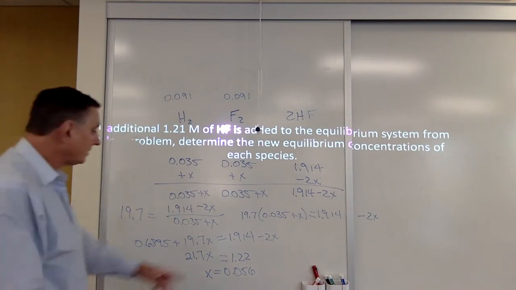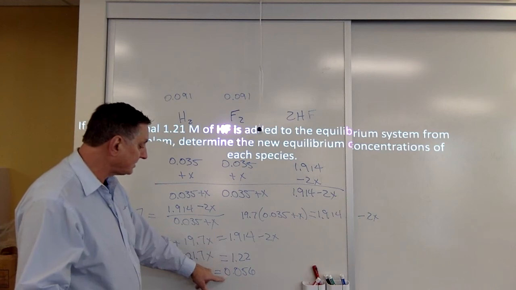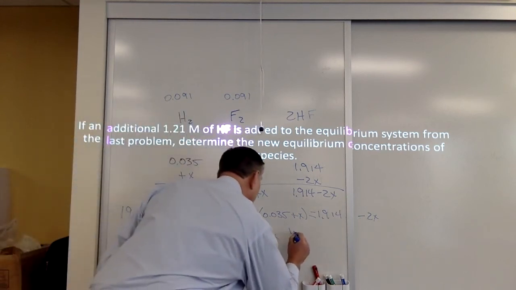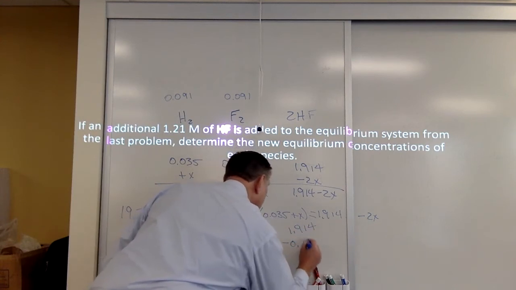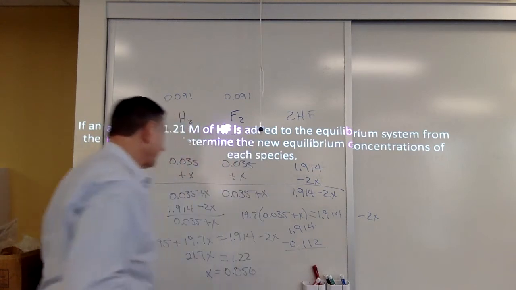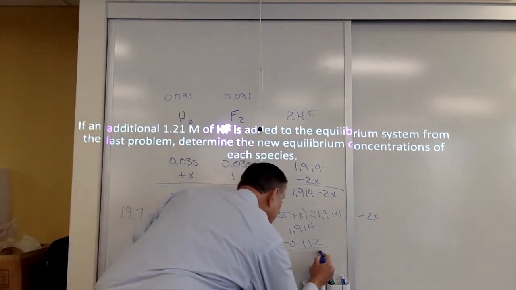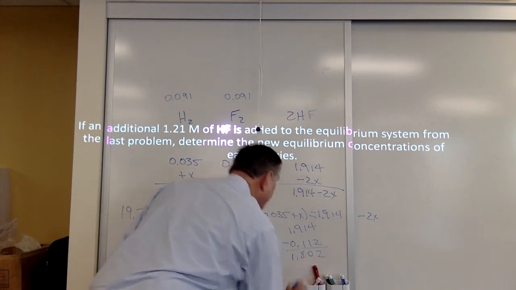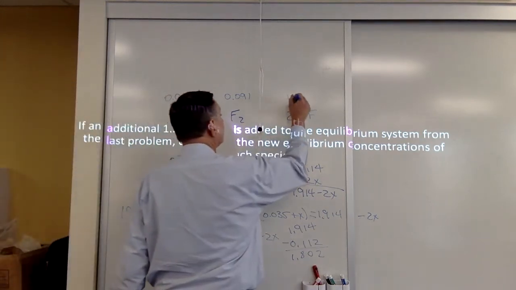And 1.914 minus 2 times this is 0.112. Minus 0.112, and that is equal to 1.802. We'll call it 1.80.